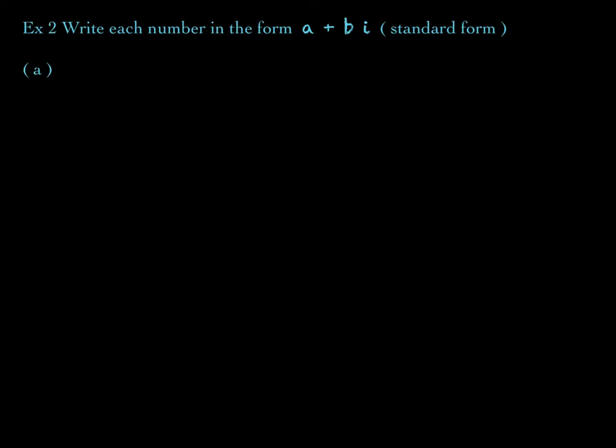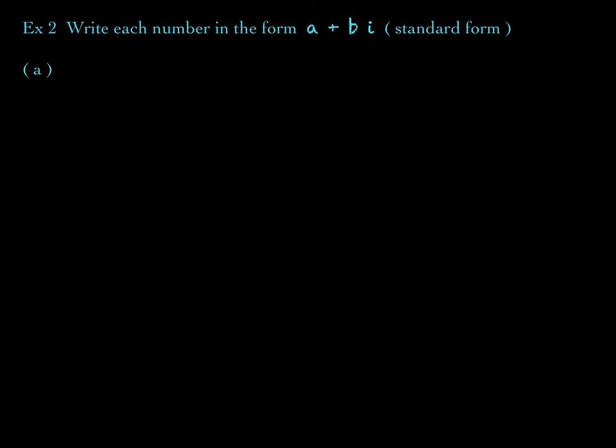So for example number 2, I want us to write each of the following numbers in the form a plus bi. Keep in mind, when you write a number in this form, it's called standard form for a complex number. All right, here we go, guys.